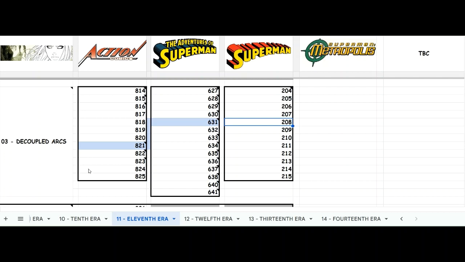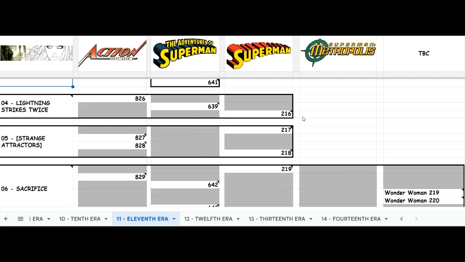Okay, so those are the decoupled arcs. Let's now get into the rest of the business. From this point on, all the arcs we're talking about are pretty much tied into the sprawling Infinite Crisis mega event. Infinite Crisis is huge. It was a disaster for me to read, incredibly complicated to map, and in tomorrow's video I'll be talking it through in excruciating detail. But for now, I am just going to check in on the Superman side of that event and the Superman issues.